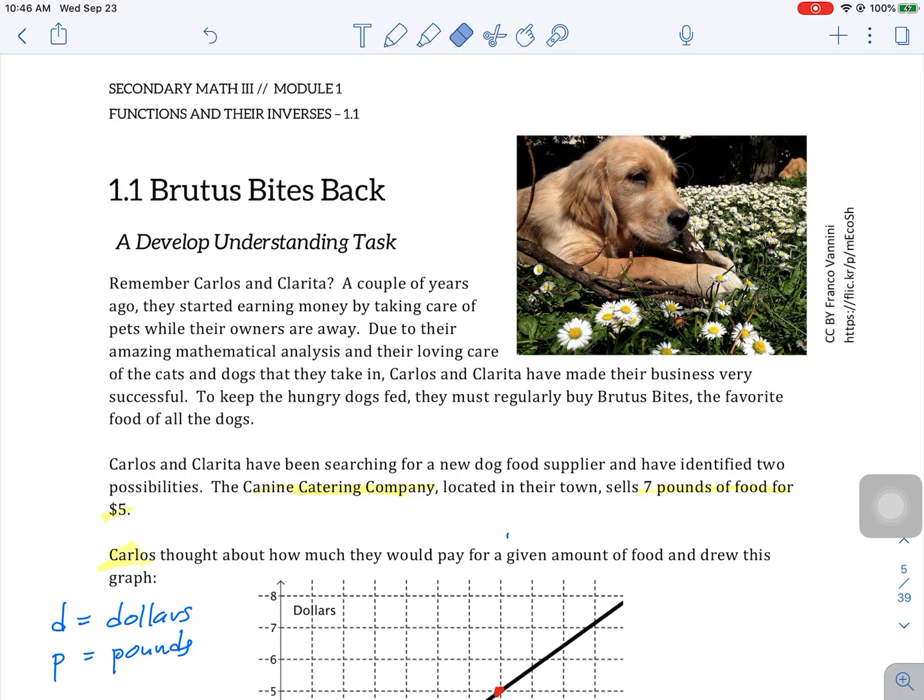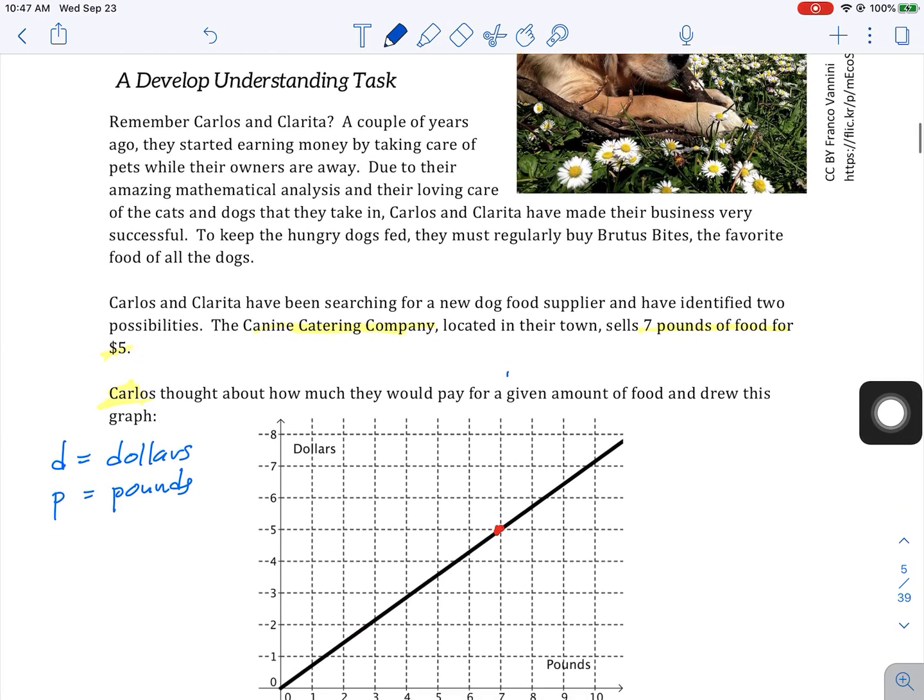We're starting with Ags3. This is module 1.1, and it's called Brutus Bites Back. Really, though, it's about inverses or inverse functions. They set up a scenario for dog food, and there is a company that sells 7 pounds of dog food for $5.